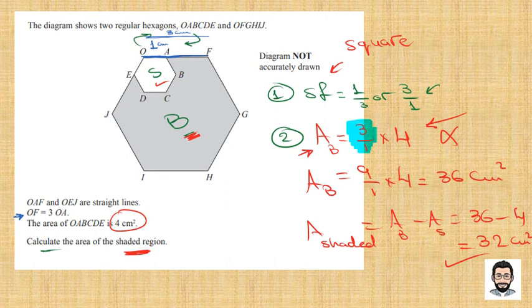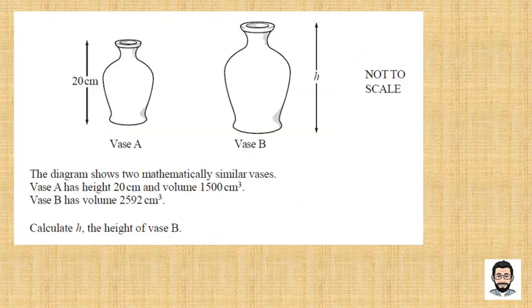Okay, let's solve another question. It's going to be the last one. The diagram shows two mathematically similar vases. Vase A has height 20 centimeter and volume 1500 centimeter cubed. So the volume of this one is 1500 centimeter cubed. Any volume has what? Cubed. Okay. Vase B has volume 2592 centimeter cubed.